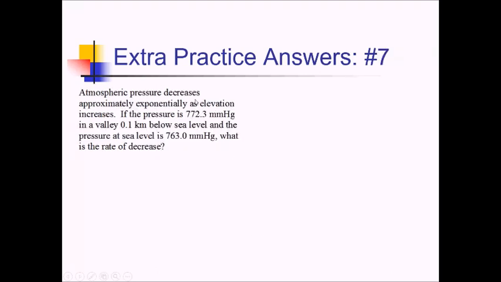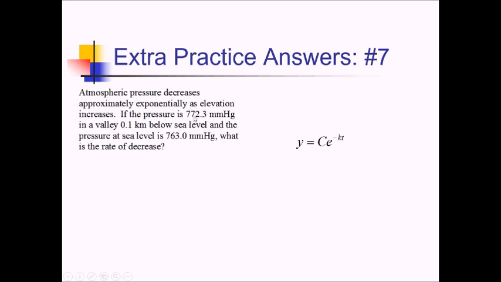For this one, we have atmospheric pressure decreasing approximately exponentially as elevation increases. So we have exponential decay. That's going to be y equals Ce to the kt. One thing we have to be aware of on this problem before we do anything else is that the t value, the input, is elevation. The output is pressure. Pressure is a function of elevation. So y and c, those are pressure values, and this t value is an input. This is an elevation value.